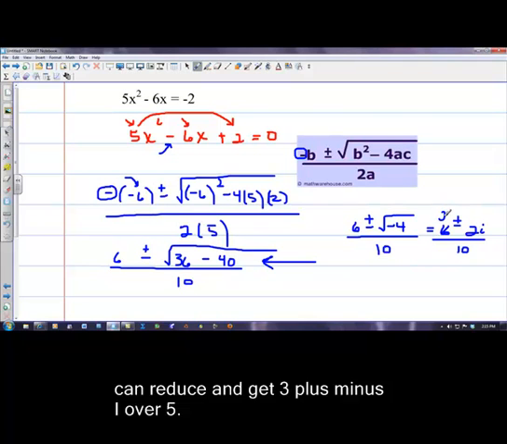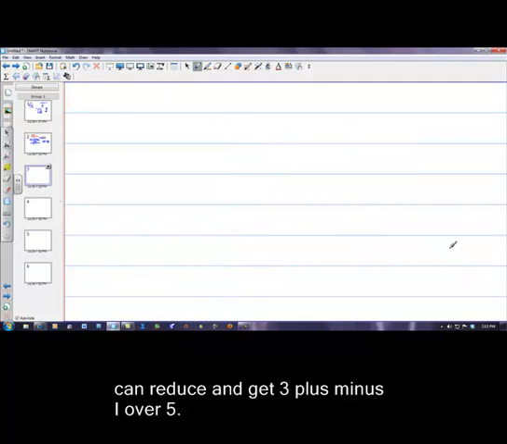2 goes into that one 3 times. 2 goes into that one 1 time. And 2 goes into that one 5 times. So your actual answer to this one would be 3 plus and minus I and the whole thing over 5.